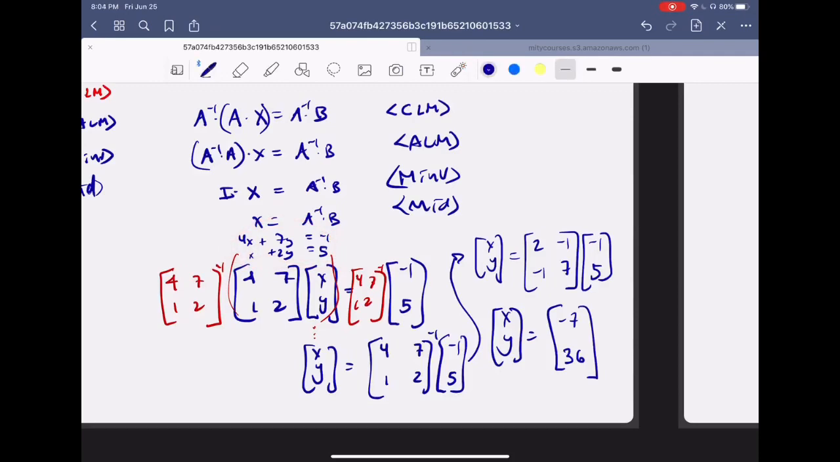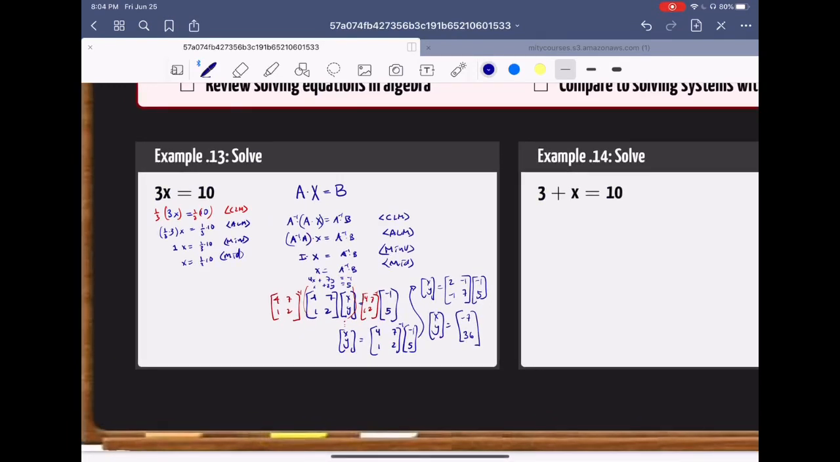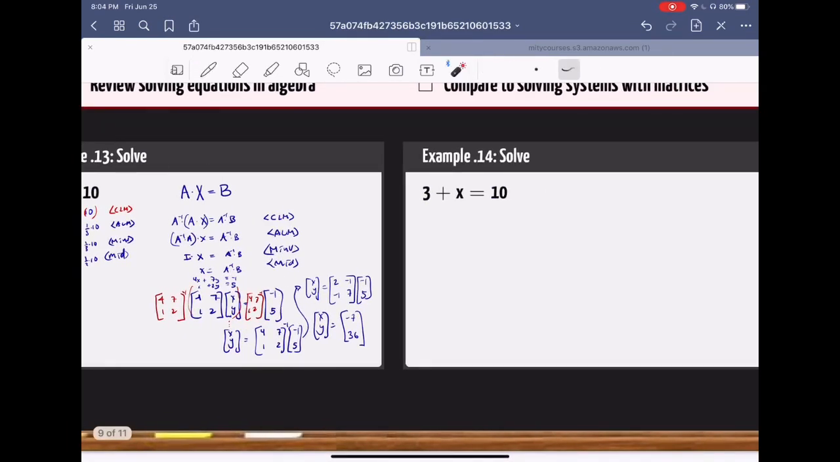Okay, so that's just a little taste of it. Again, the point of this slide is you could solve any kind of equation this way. The matrix version of it would be the same as the algebra version of it. What you did in algebra in third grade.